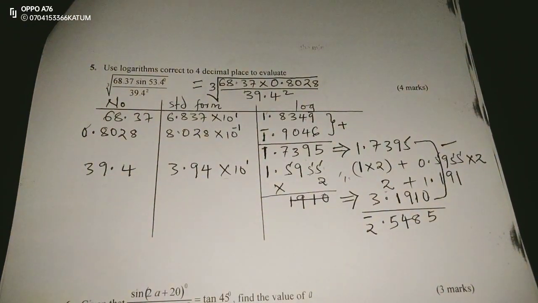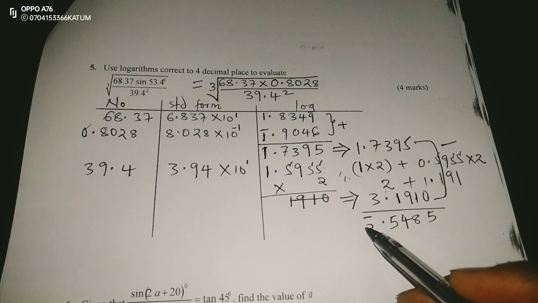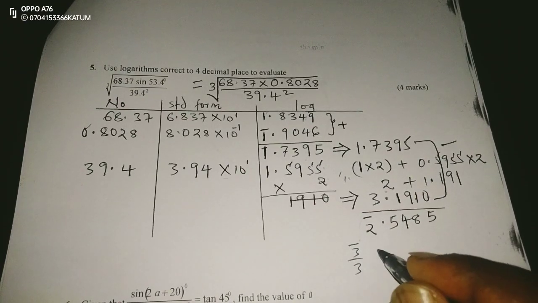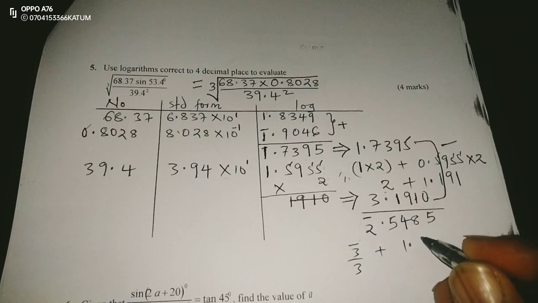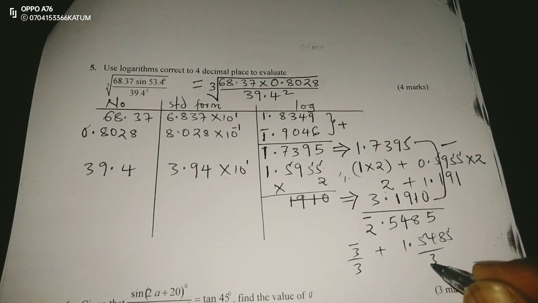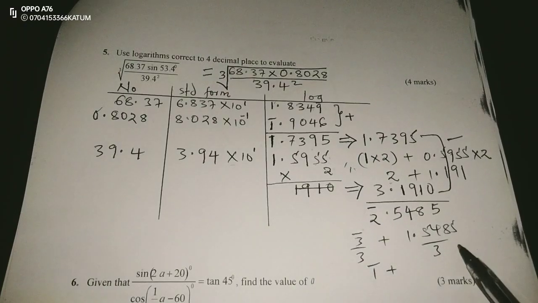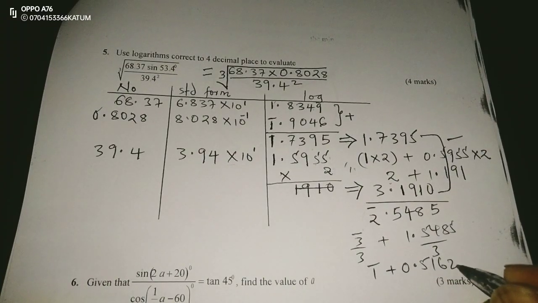Then now we divide everything by 3. To divide by 3, we have to make this characteristic divisible by 3 by borrowing 1 from it to have bar 3 out of 3. Then the one which we've borrowed, we add to the other side. So it will be 1.5485. We also divide by 3 separately. So we're going to have bar 1 plus 1.5485 divided by 3, which gives 0.5162, to 4 decimal places.